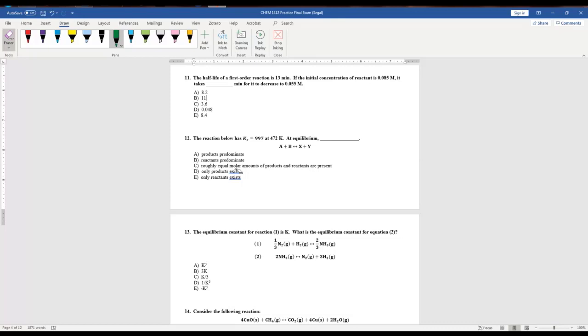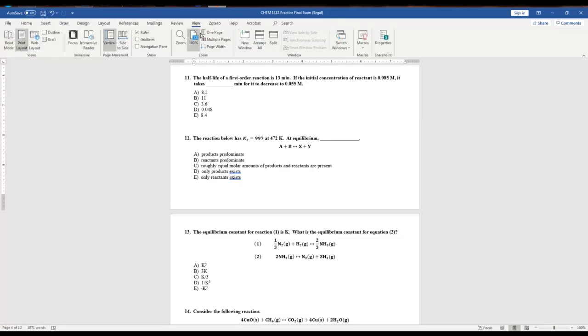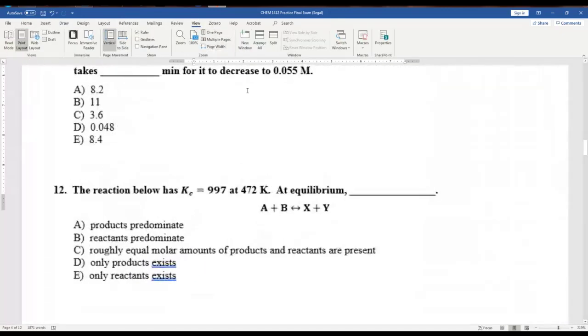It says the half-life of this first order reaction is 13 minutes. The initial concentration is 0.085 molar. It takes how many minutes to decrease to 0.055 molar? So for something like this, since it tells you explicitly that this is first order, I'm going to go ahead and do this. Here we go.